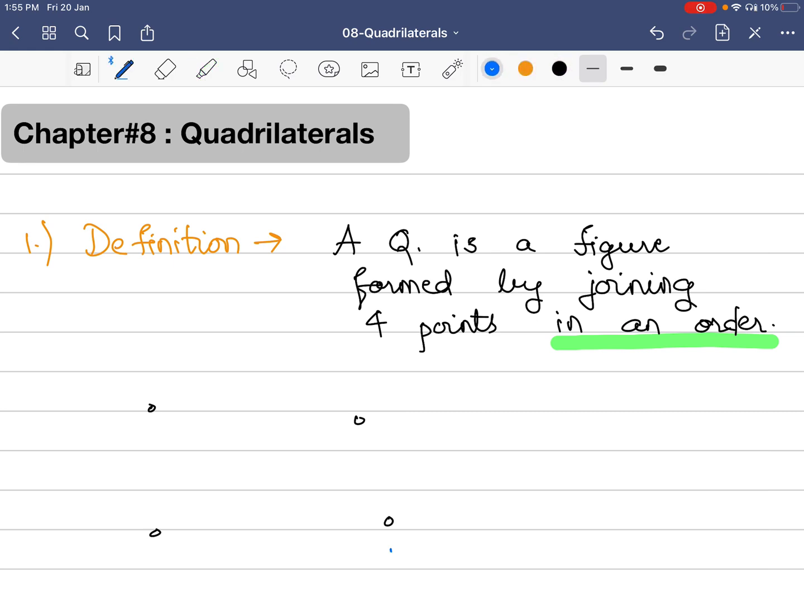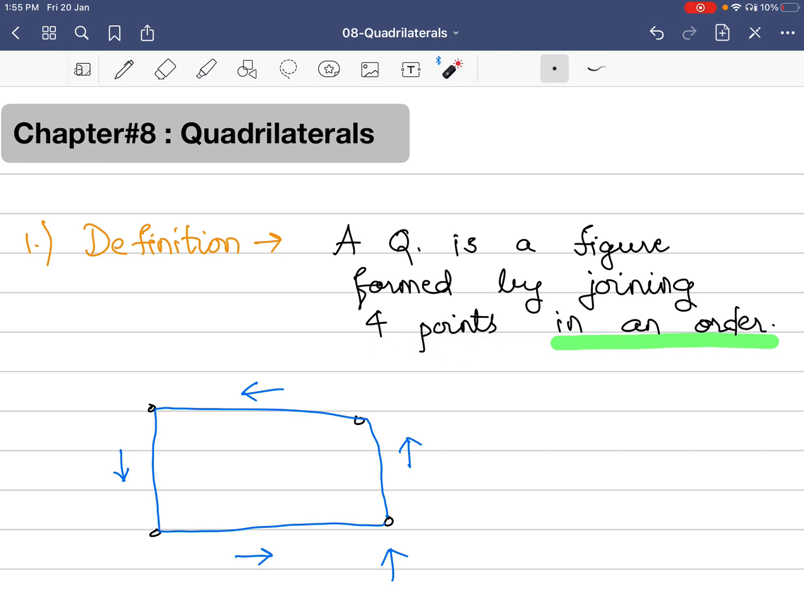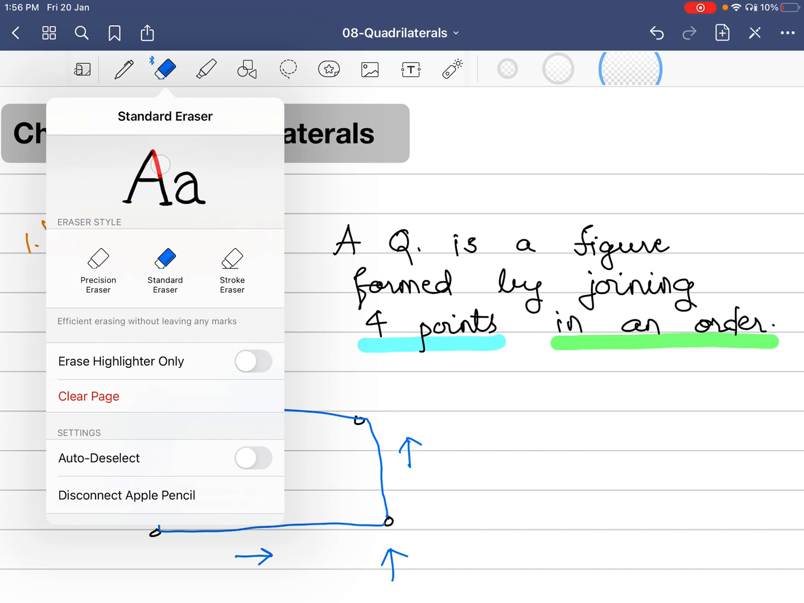So start from any point. Let's say I will start from this point. Then go here, then go here, then go here, and then go here. So we have thus followed the order like this, then like this, then like this, then like this. We did not jump across different points. So if you join 4 points, 4 points is another important thing, any 4 points which will be joined in an order, you will get a quadrilateral. So that is a very simple definition of a quadrilateral.